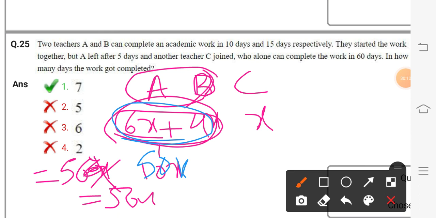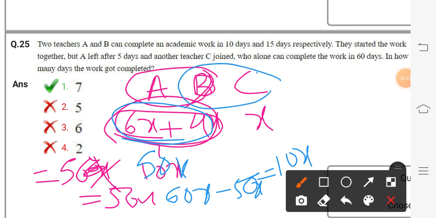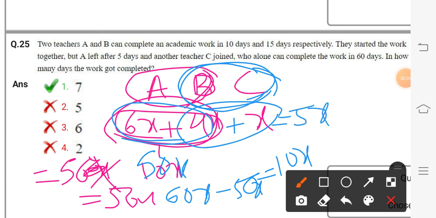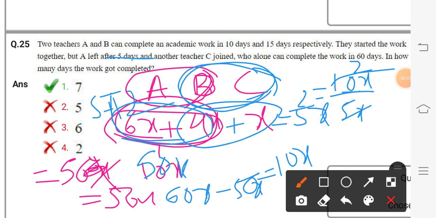Remaining work is total work 60x minus 50x. Remaining work is 10x. This work is completed by B and C. Their efficiency is 4x plus x, that equals 5x. Remaining work is 10x and their efficiency is 5x. So this is 2. In 2 days they can complete the remaining work. First given 5 days. So total days are 5 plus 2, that is equal to 7. So first option is correct.